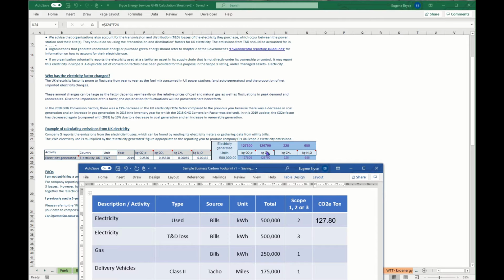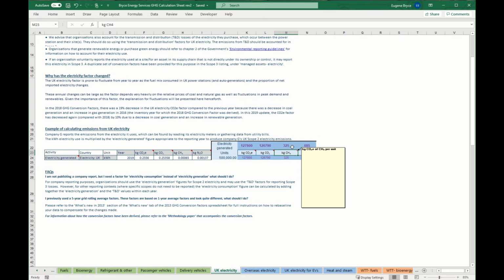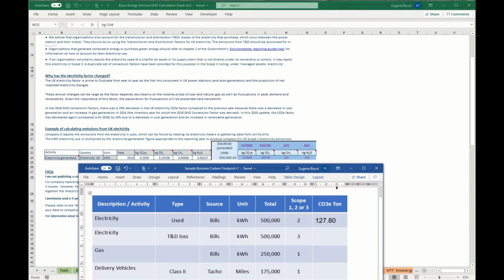Then obviously we have the pure CO2 figure, and then we have the methane figure, and then the nitrous oxide figure of 685 kilograms, 325 kilograms, and that's just a point that came from the original spreadsheet. So that's our first one off. Let's go back.